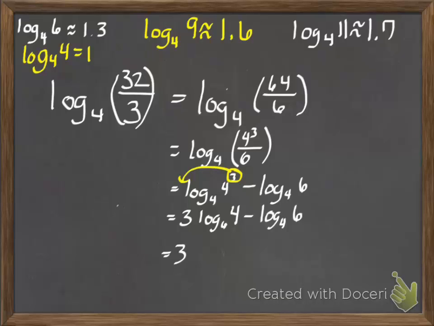And so 3 times 1. And what is log base 4 of 6? 1.3. So approximately 3 minus 1.3. And that is approximately what number? How'd you get 1? Because you said that log base 4 of 4 is 1, but this is log base 4 of 6 though. Oh, that was supposed to be a 4. My handwriting is horrible. That's a 4. And that is 1.7.